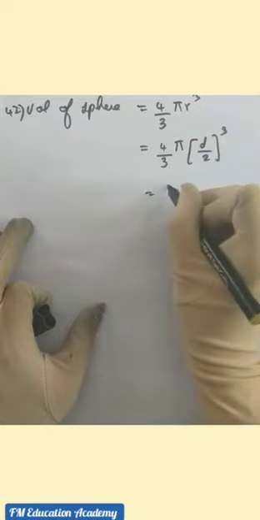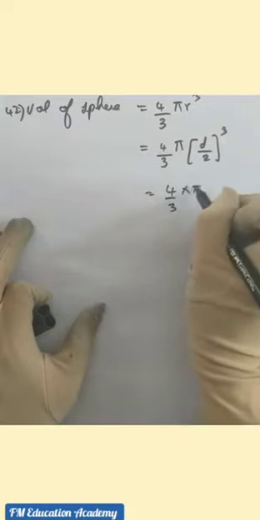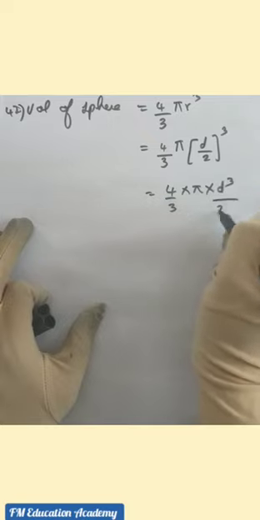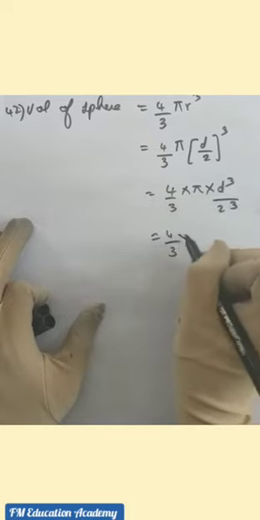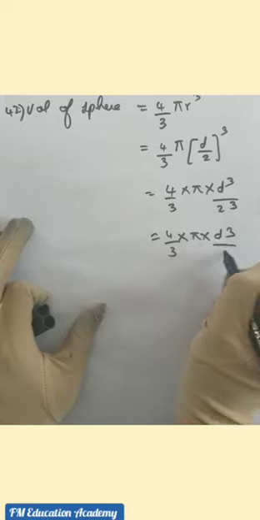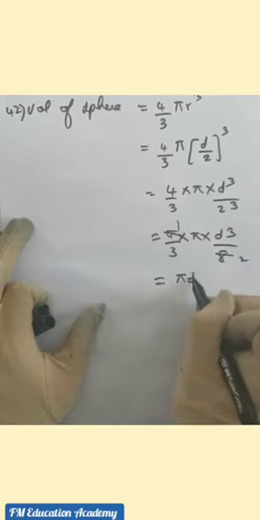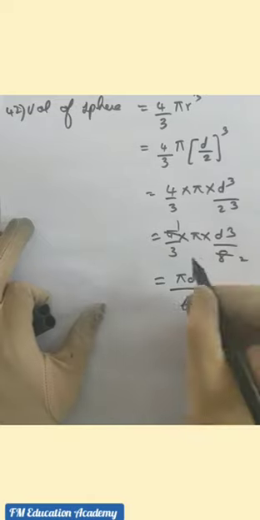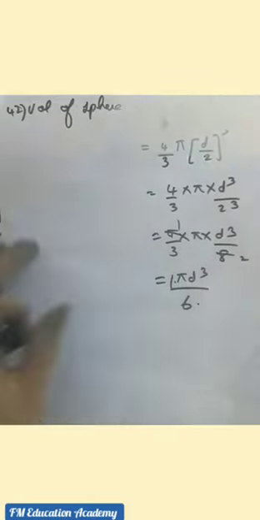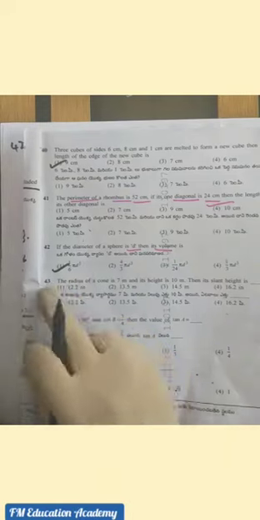So this is nothing but 4 by 3 into pi into d cube by 2 cube, which is 8. 4 by 3 into pi into d cube by 8. 4 ones are 4, 4 twos are 8. So we have pi d cube by 6, or 1 by 6 into pi d cube. It is option 1.